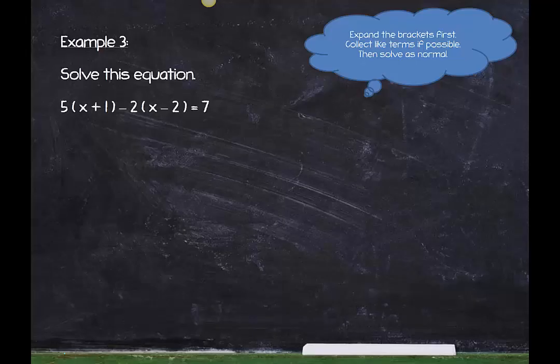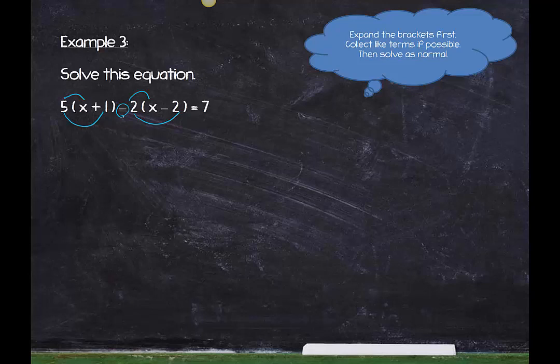Okay, so we've got another one here with brackets. So first of all, we need to expand the brackets like you would normally, and then we need to solve it. So this means 5 times x and 5 times 1. Minus 2 times x and minus 2 times minus 2. Be really careful, it has a minus here. We don't want to forget that, or we're not going to do it correctly.